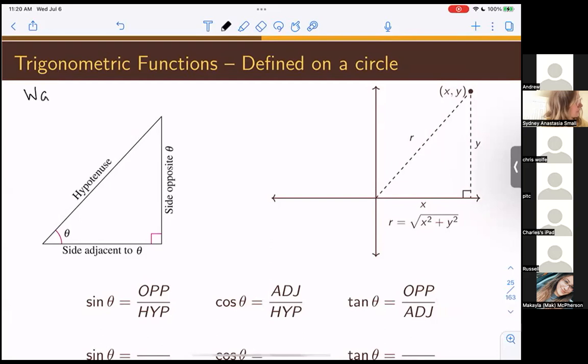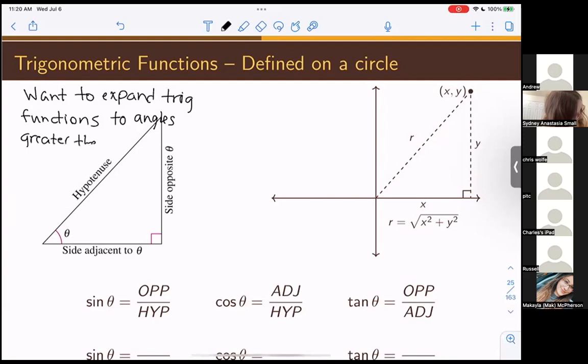So what we want to do is expand our trig functions to include all angles, including angles greater than 90 degrees. You also can't really think about negative angles in a triangle because the angles don't really have a direction. You can never really think about a negative angle when you're looking at something as concrete as a triangle. So we're going to do something called superimpose our triangle into XY coordinates.